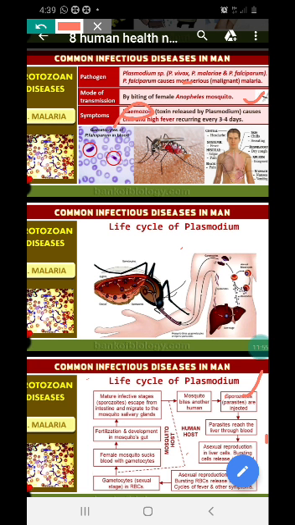They go to the stomach, where the male and the female fuse and fertilize, and the sporozoites are released. The sporozoites then travel from the stomach or the intestine to the salivary glands, and stay there until it bites another person, a normal person. Okay, so this is the life cycle of the malarial parasite.